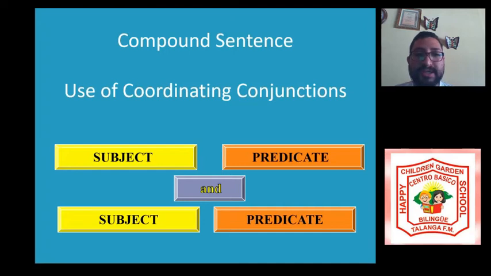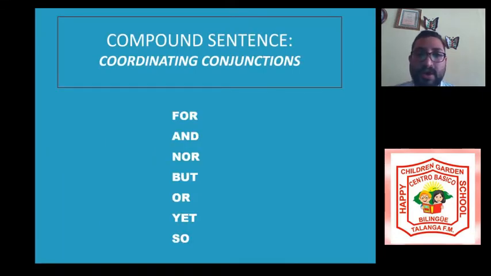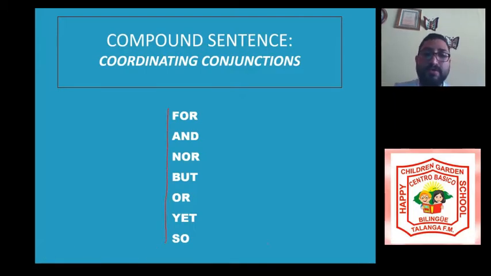So, let's remember the use of coordinating conjunctions. We have and: Tom swims, and Mary plays tennis. Or we're going to have for, and, nor, but, or, yet, so. Whenever we see one of these, we're going to have a compound sentence. For, and, nor, but, or, yet, so. Remember that in class we looked at more of them and you have it in your notebook. Try to remember them, okay?